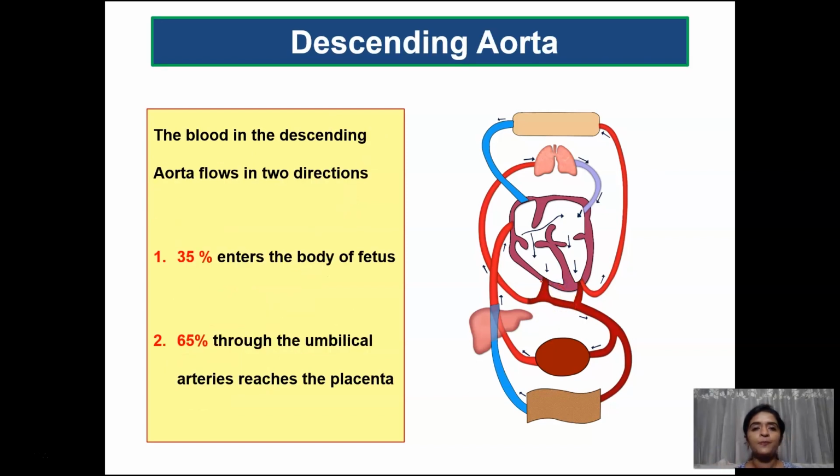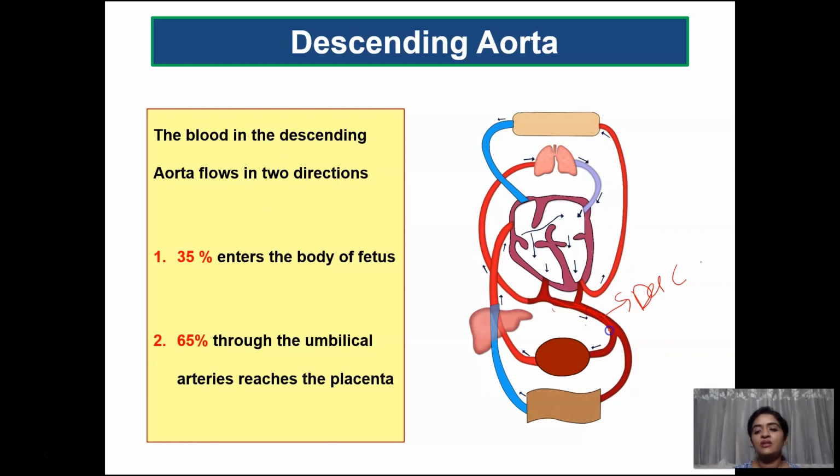That should not happen. When we talk about descending aorta, this is our descending aorta. The blood in the aorta again flows in two directions. So when you talk about fetal circulation, you can always think that whenever the blood enters one point, it has got two options. At whichever point you discuss, we can remember it like this. It has got two options.